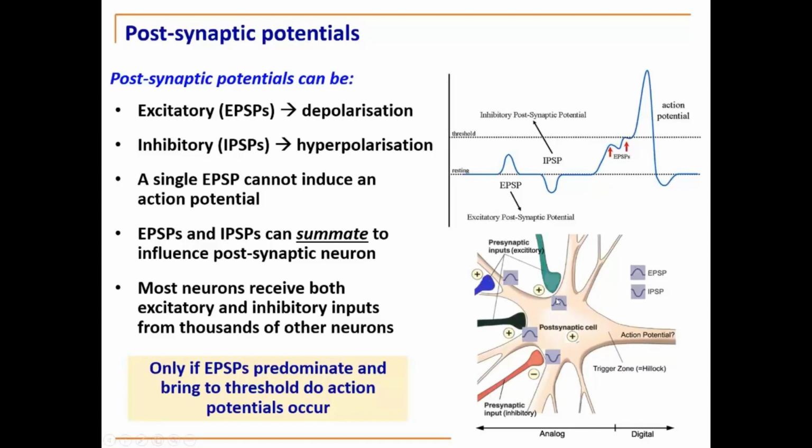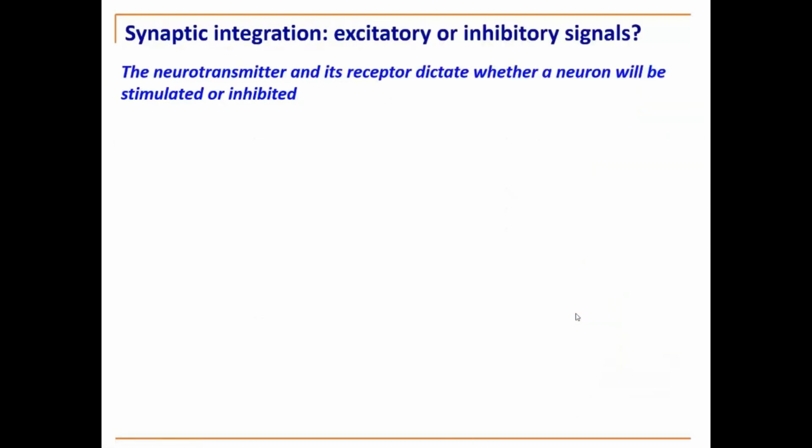If you're looking at this postsynaptic cell, you can see it's receiving excitatory information from these neurons, excitatory from this one, but inhibitory from this one. All of those things add up, and only if the EPSPs predominate and bring to threshold do action potentials actually occur. So when we're thinking about synaptic integration and whether we have excitatory or inhibitory signals, it's all about whether the neurotransmitter and the receptor are the correct type to dictate whether that neuron will be stimulated or inhibited.